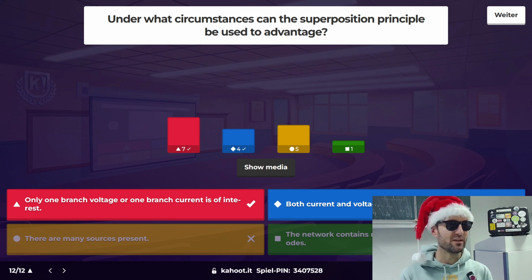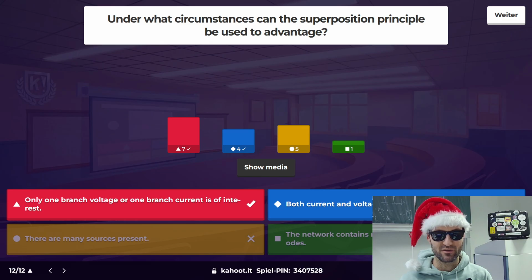The first two answers, as you can see, are the correct ones. So superposition makes sense if you just want to know the current and voltage at one position in the circuit. If you want to calculate all the currents and all the voltages everywhere, then use a method that uses some set of equations, and then you get, as a result, all currents and voltages.